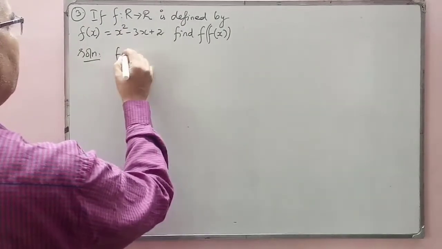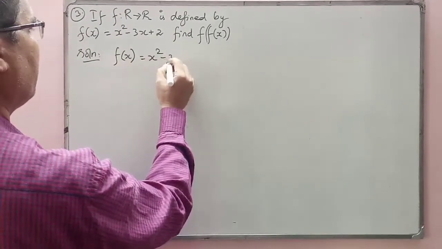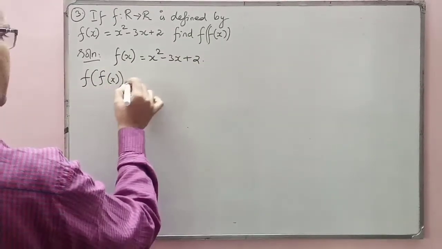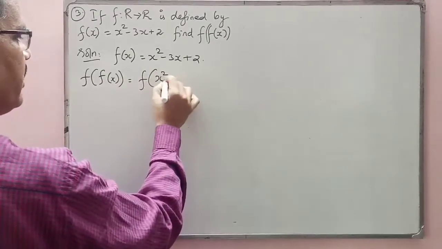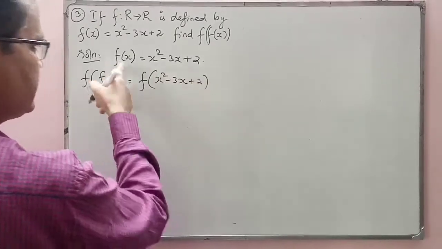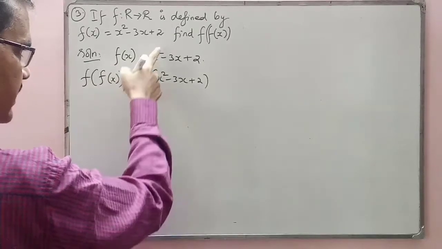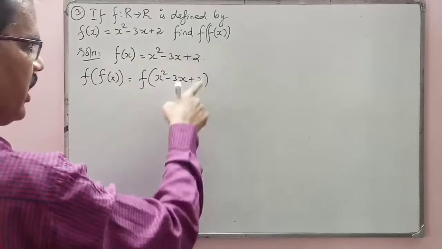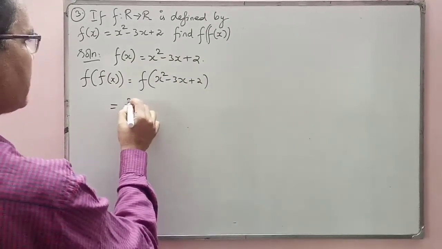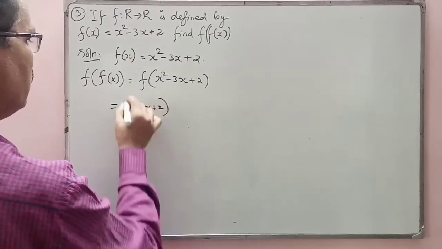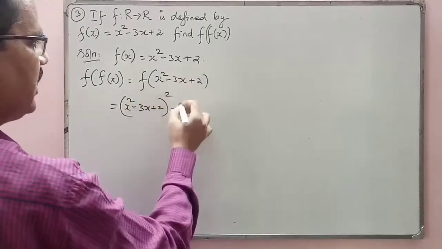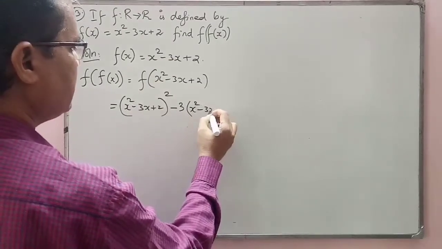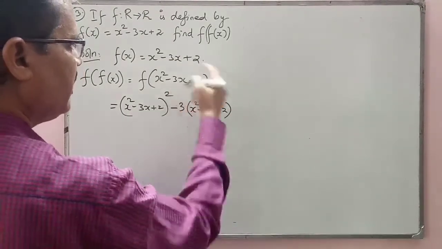Now let us take whatever is given, x squared minus 3x plus 2. Now you need to find f of f of x. That means within f you have to substitute x squared minus 3x plus 2. Wherever you have x, you have x squared minus 3 into x plus 2. So whatever argument you have, you have to square it. Now I have this bigger argument, so I will write (x squared minus 3x plus 2) the whole square, minus 3 times the argument, so 3 times (x squared minus 3x plus 2), and the remaining plus 2 is there.